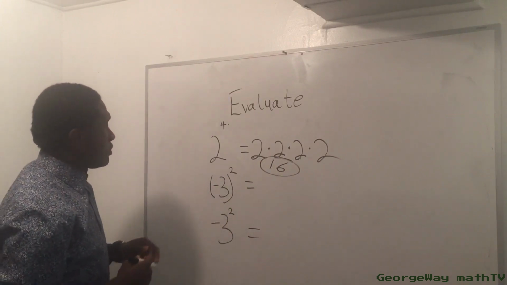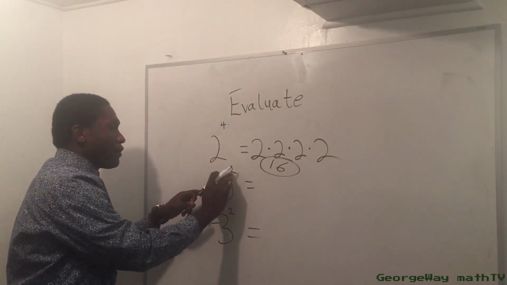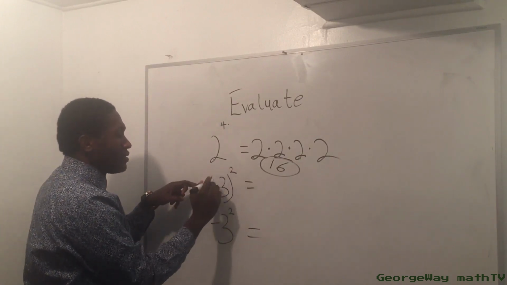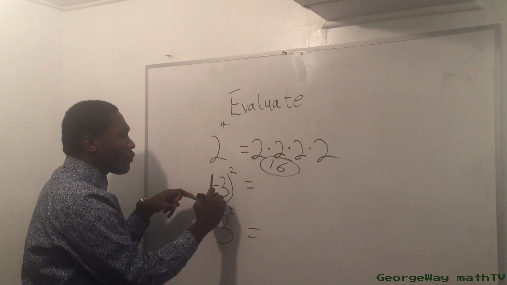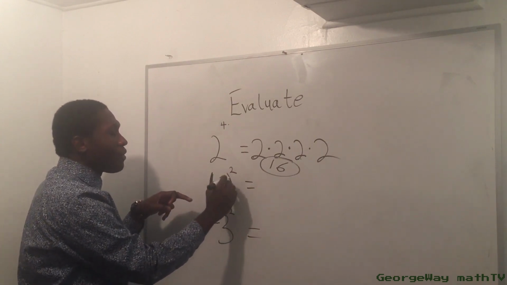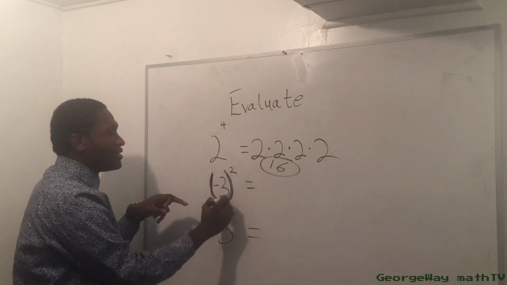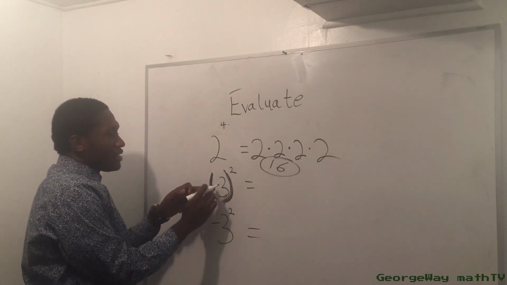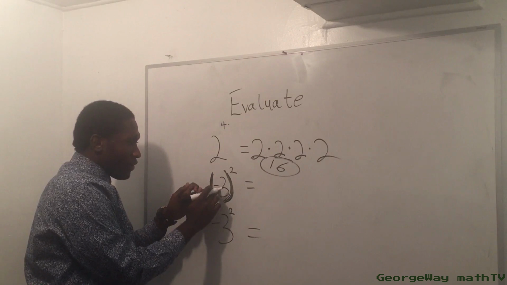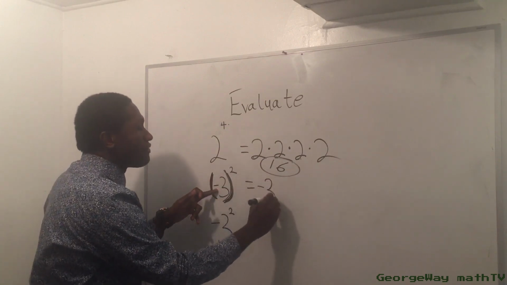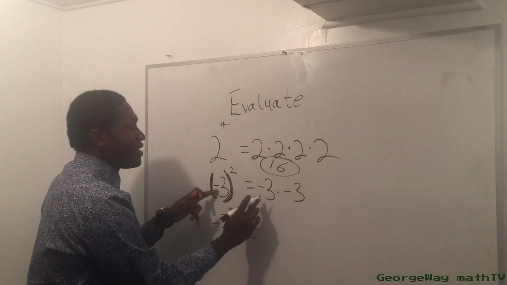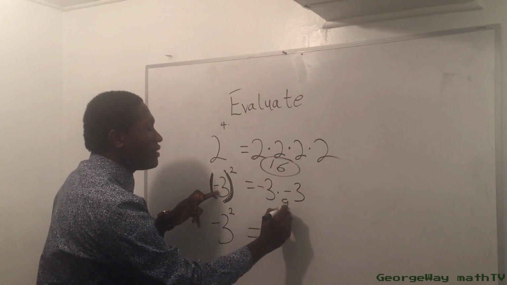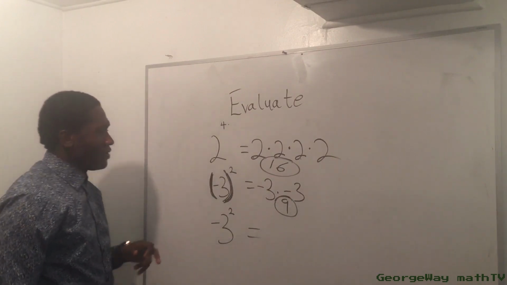Okay. And then -3 to the power 2 means -3 times itself 2 times. With negatives, I always want to make sure I have my parentheses. The teacher thought he was going to trick me. Because it's in parentheses, that tells me -3 times itself 2 times. So -3 times -3, and negative times a negative is positive. So -3 times -3 is +9.